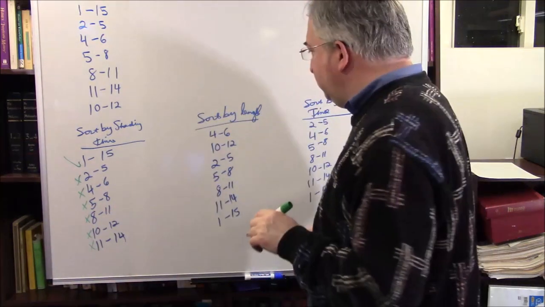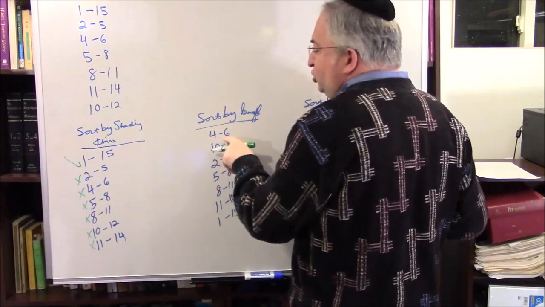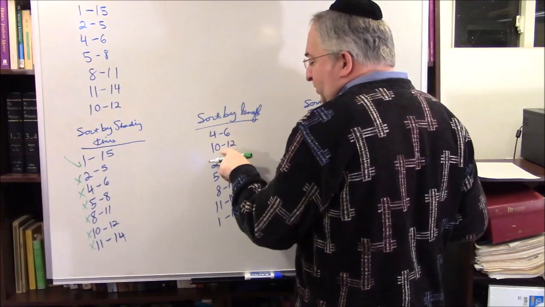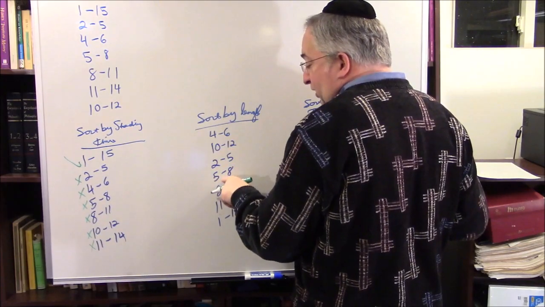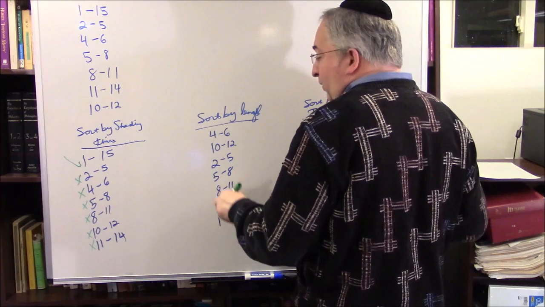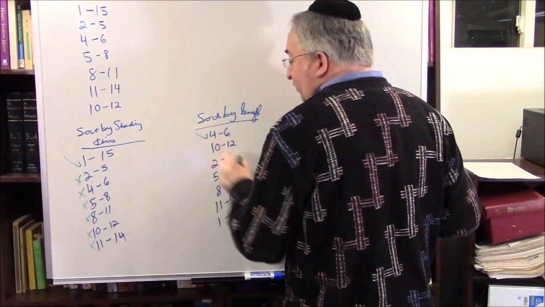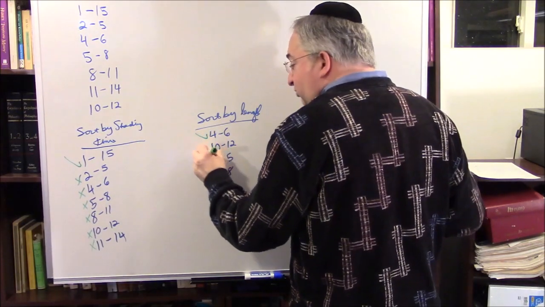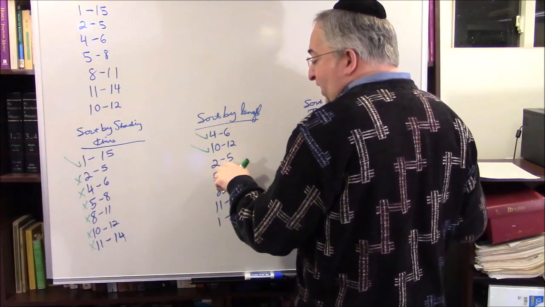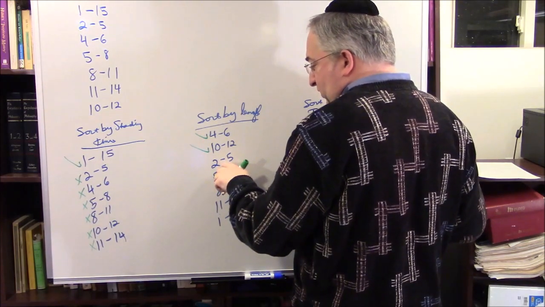So let's see what happens when you do that. 4 through 6 is 2. This is a 2-hour job. This is a 2-hour job. This is a 3-hour job, 3-hour job, 3-hour job. Well, let's see what happens. If I take the 4 through 6, I could take the 10 through 12 also, but then I can't take the 2 through 4.